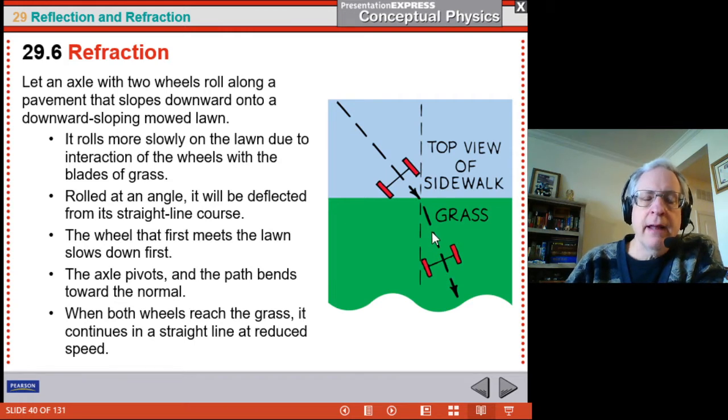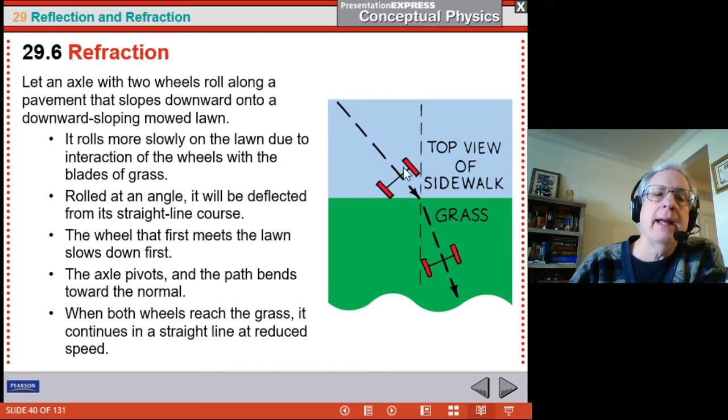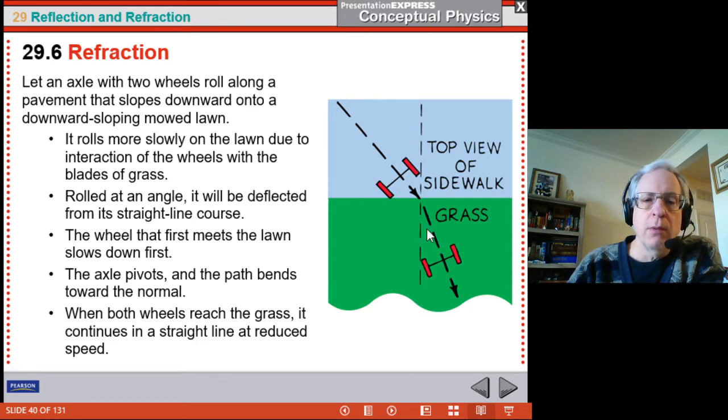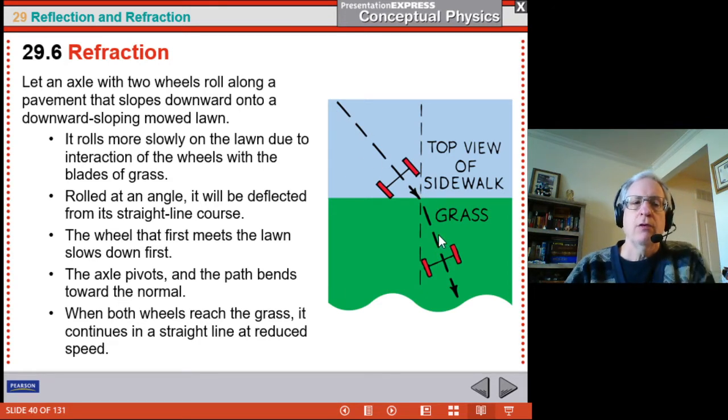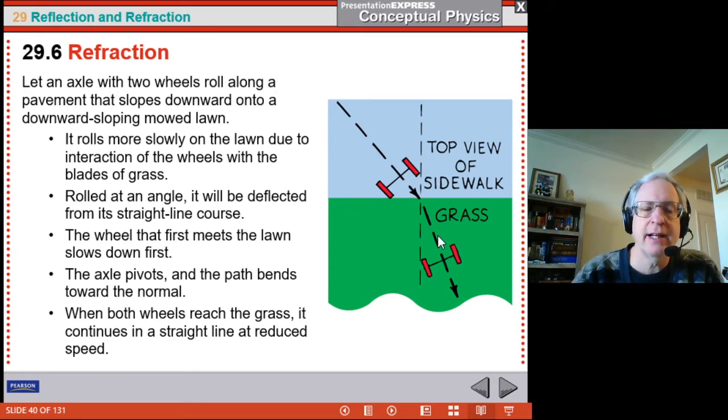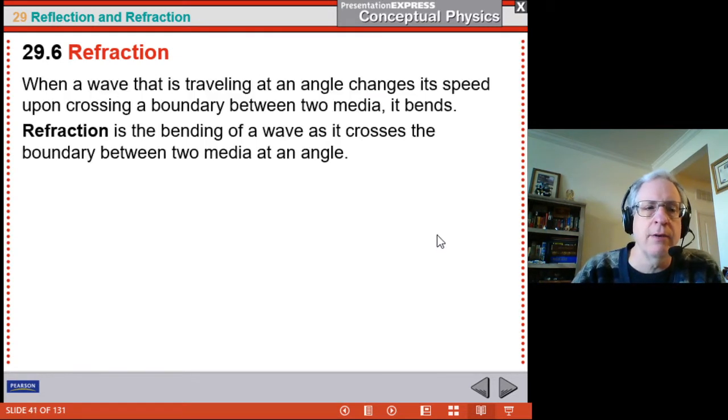If I was going the other way and I was going towards the faster medium, then the inner wheel would hit it first and would speed up. So you bend away from the normal, being this line. You bend away from the normal when you go from slow to fast. You bend towards the normal when you go from fast to slow. So refraction is that bending that occurs when you change speed in different mediums.